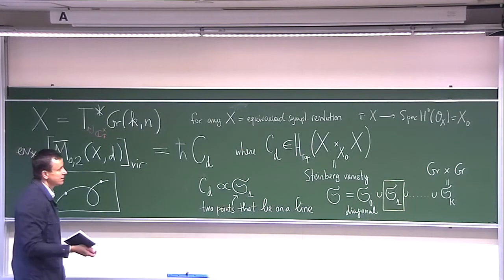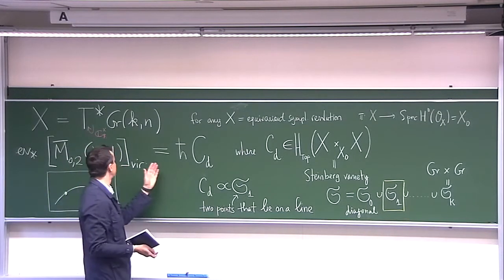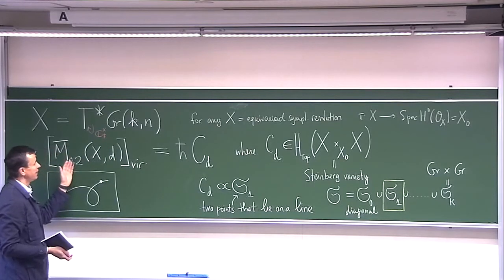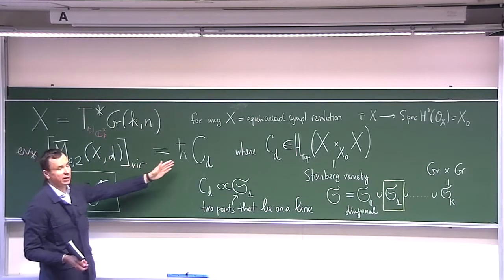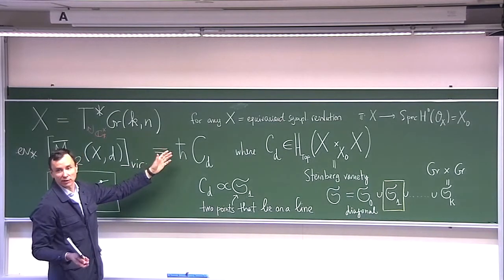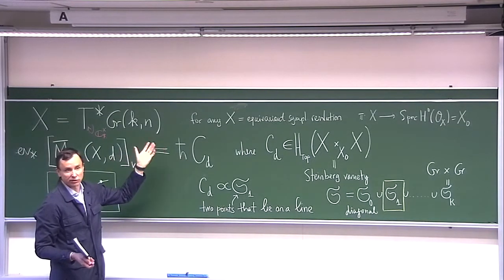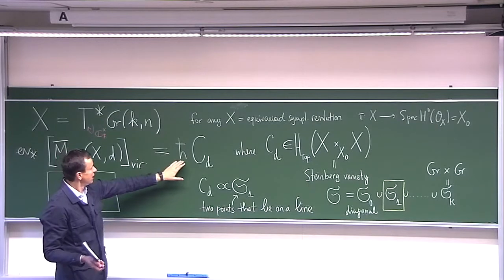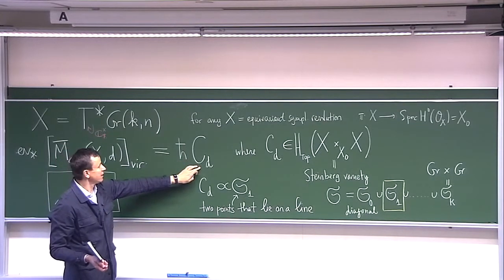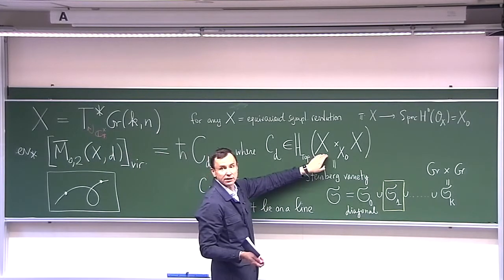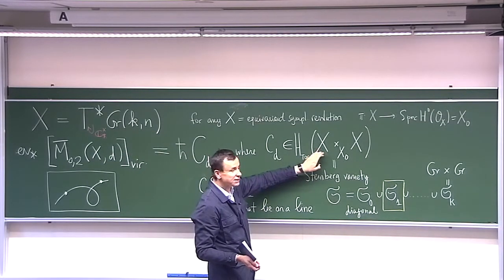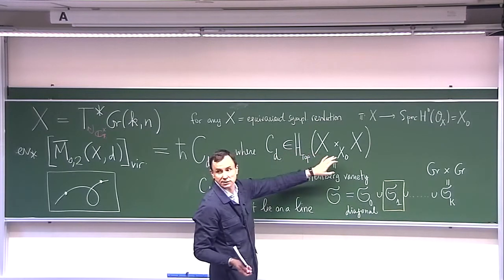And then in this situation, it's always true that this virtual class will be divisible by h bar. Because of the kind of argument we gave with the obstruction theory, there's always a symplectic form, so you get this h bar factor and then some cycle. That cycle will always be sitting here, and the dimension of this for any symplectic resolution is the dimension of x. So this analysis is the same.